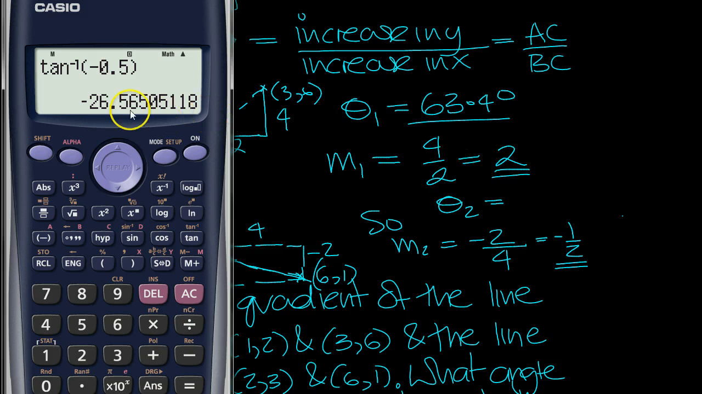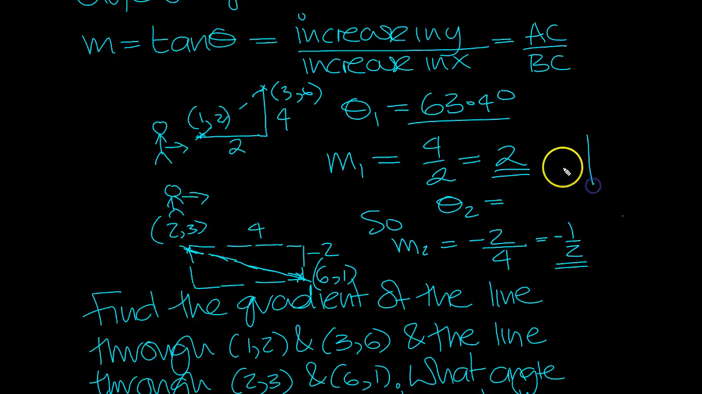This is the problem, see. If you do shift tan of 0.5 then 26, you see, so basically the angle that the line makes is it's going down by 26 degrees. So if you're measuring it from here, which is customary to measure it from, it's going to be 180 minus 26, which is 153 degrees. So theta 2 is 153 degrees.